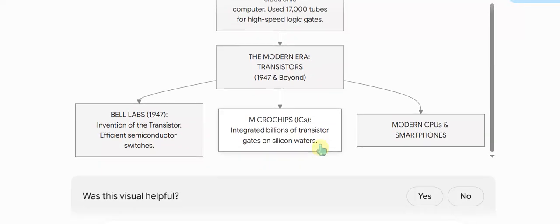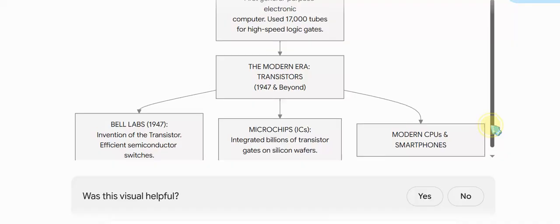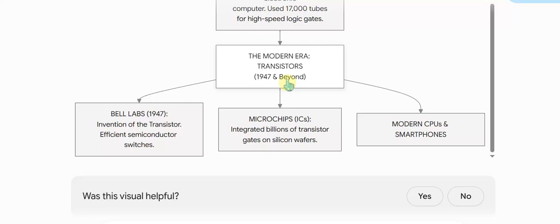Now let's come to the modern era. In this modern era, especially they have taken the transistor. When vacuum tubes were used, the computers were quite big. But in future, they decided that computers should be as miniature as possible. That's why smartphones are in our hands, laptops are very small, and the whole CPU is made into a small size.